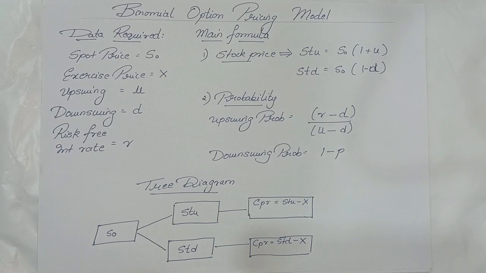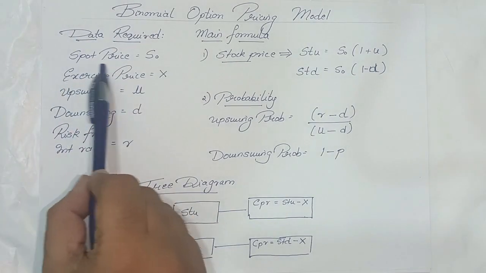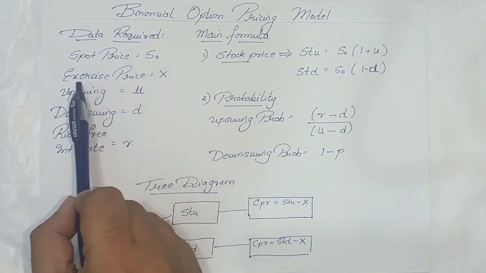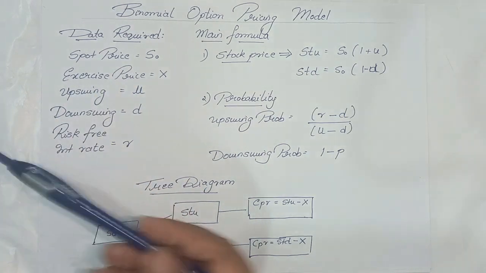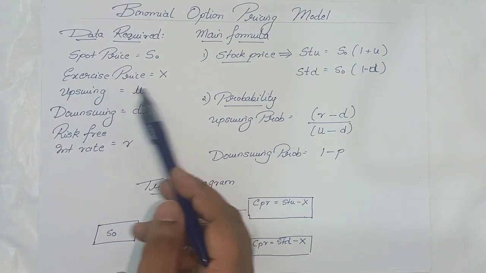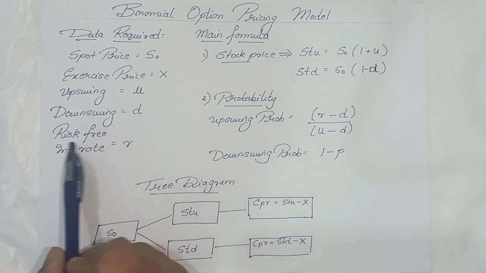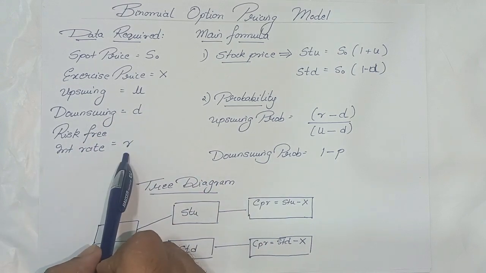So let us see what is the data that is required to solve the sum. The very first thing, the data required will be spot price, we'll call it S0, exercise price X, upswing, that is the upward movement of your values, is U, downswing is D, and risk-free interest rate is R.